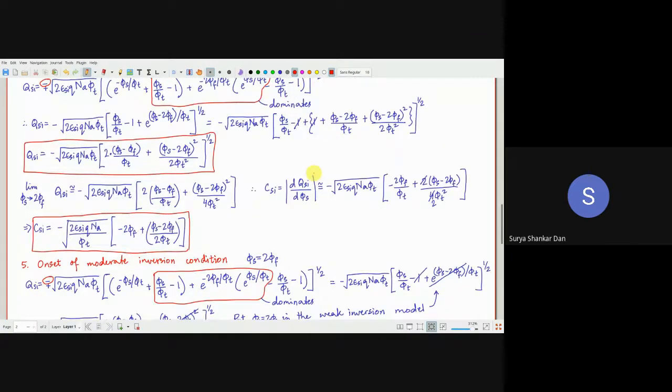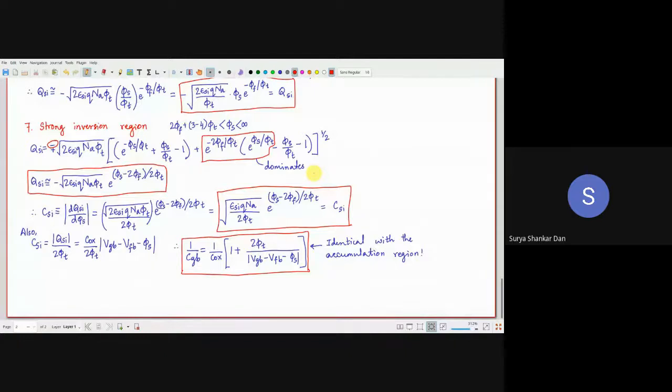So if you notice here in the equation also, there is one thing: phi s minus 2 phi f. So this phi s minus 2 phi f, what is going to happen? That is the 3 to 4 phi t. Notice phi s is greater than 2 phi f plus 3 to 4 phi t. So phi s minus 2 phi f will be greater than 3 to 4 phi t. So the moment e to the power of phi s minus 2 phi f, this term is around 3 to 4 phi t, divided by 2 phi t here. Within this small variation of the voltage, your CSI is going to increase like anything.